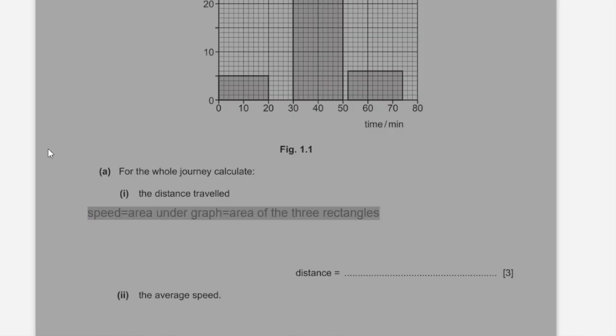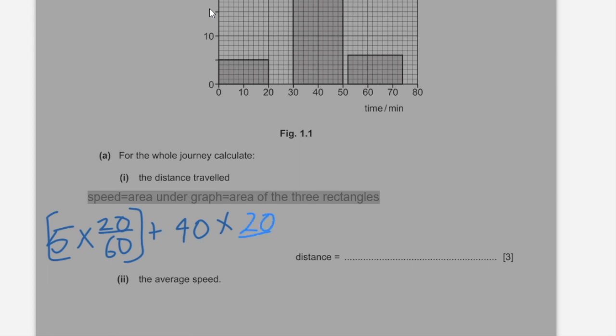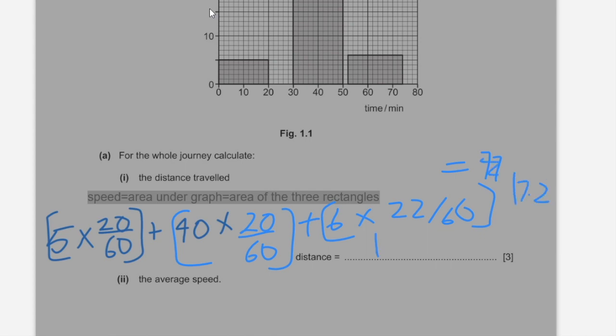And so that is the height of the first rectangle, which is 5 multiplied by the time, which is 20 minutes. I'll convert it to hours by dividing it by 60, plus the second bar, which has the height of 40 multiplied by 20 minutes, which I'll convert to hours by dividing by 60, and the third bar, which is 6 into 22 minutes divided by 60. And so the sum of all of this is 17.2 kilometers. I'll round it to two significant figures, which is 17 kilometers.